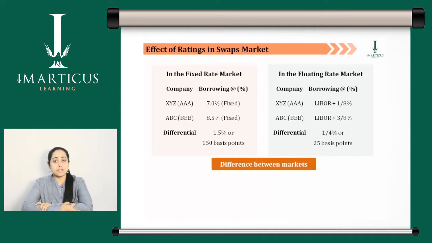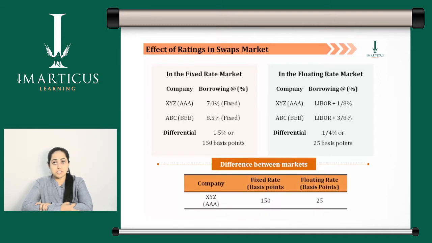In the fixed market, its advantage is 150 basis points, whilst in the floating rate market, the advantage is just 25 basis points. To explain this, since XYZ has been rated AAA, it means it has been given the highest credit rating and hence the borrowing is cheaper with a lower rate of interest, with the XYZ bond being the underlier. The reason being the chances of them repaying the loan are very high.